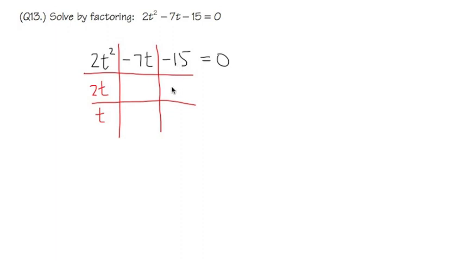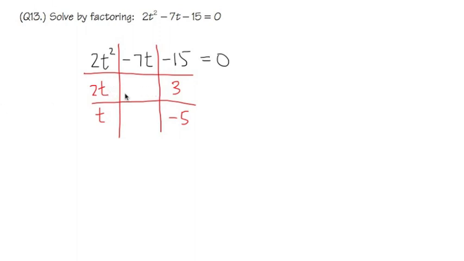You may have negative 1 times positive 15, or maybe 5 times negative 3, or maybe negative 3 times positive 5, or maybe negative 15 times 1. And the correct combination is this. We're going to put 3 right here and negative 5 right here. How do I know this is correct? This is how we check it.